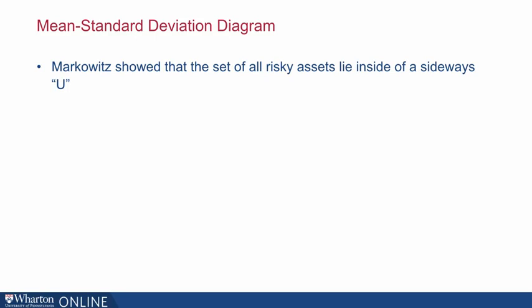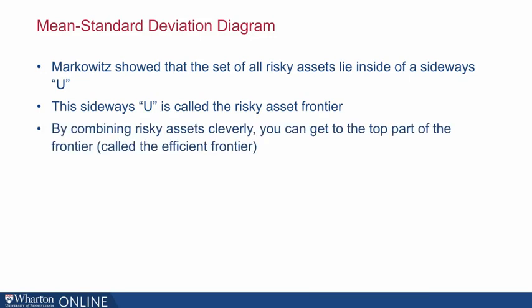Now, Markowitz showed that if we take all the risky assets, these lie inside of what is a sideways U. This sideways U is called the risky asset frontier. And his point is that by combining risky assets cleverly, you can get to the top part of the frontier. That's called the efficient frontier, where you get the best trade-off between risk and return.